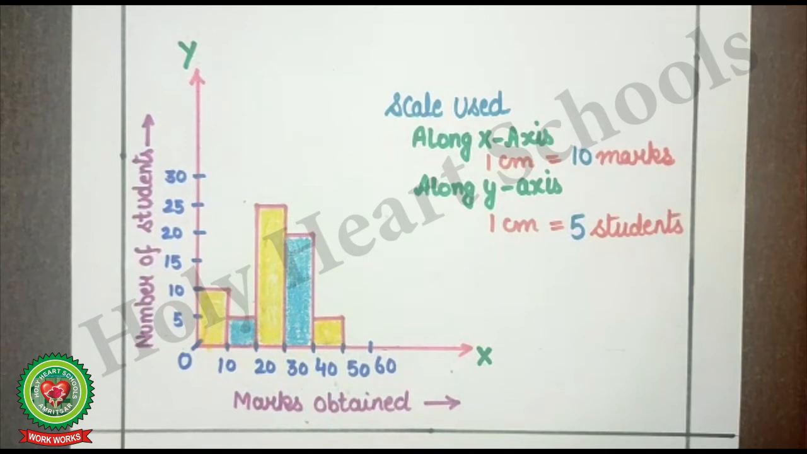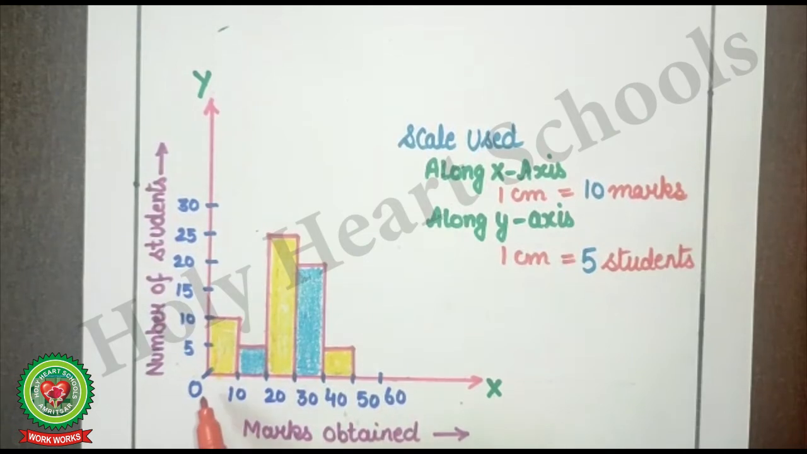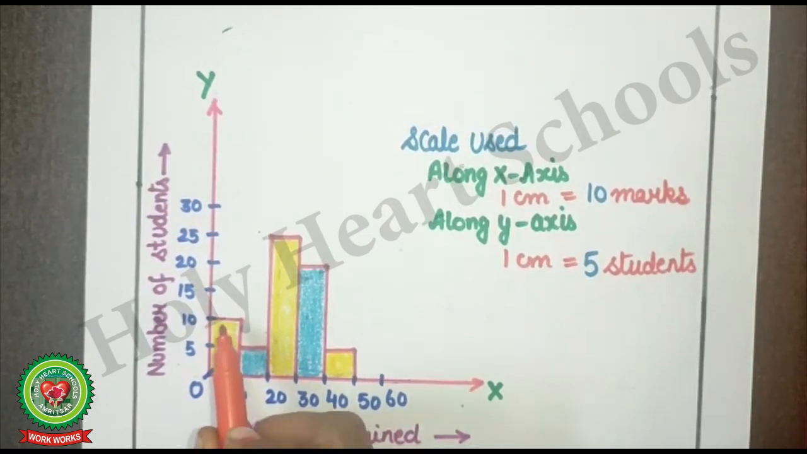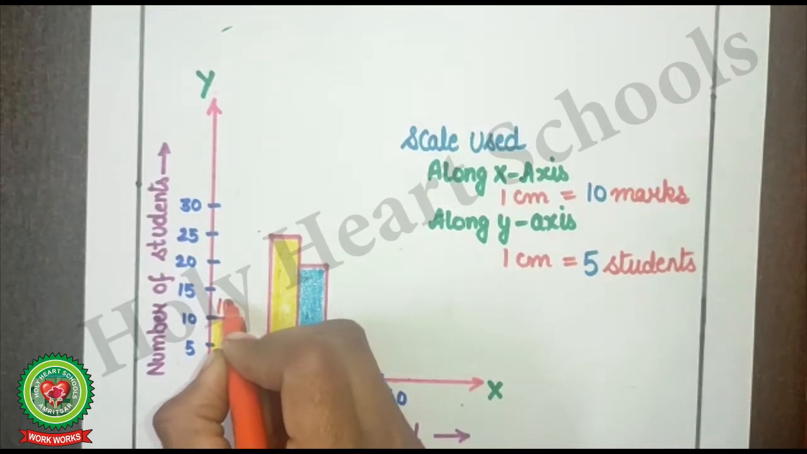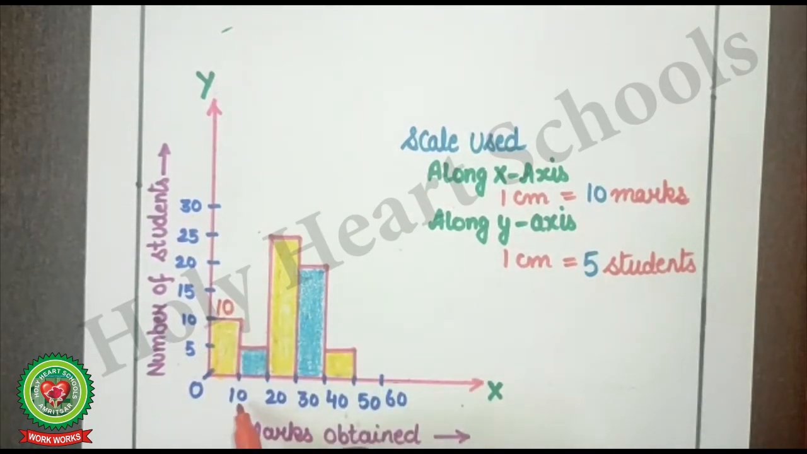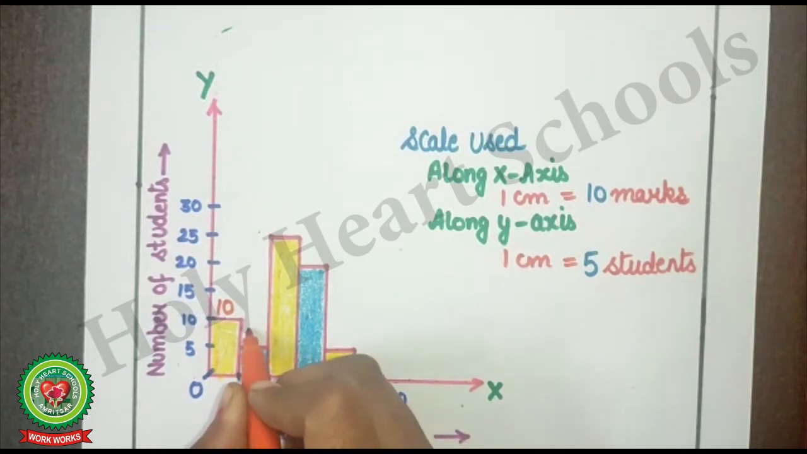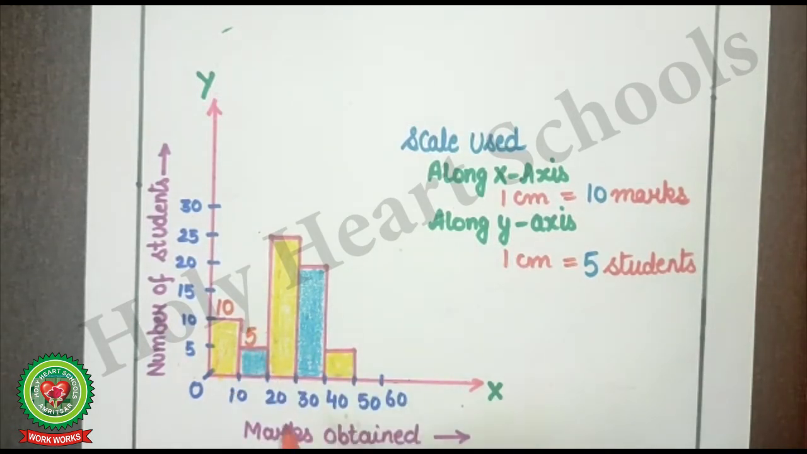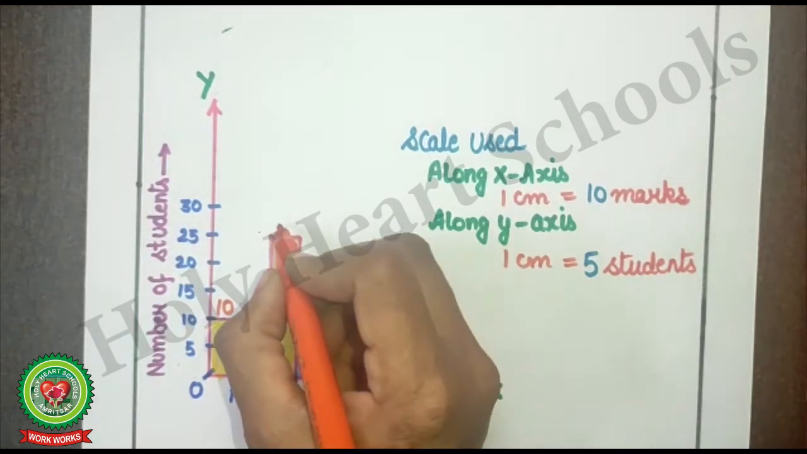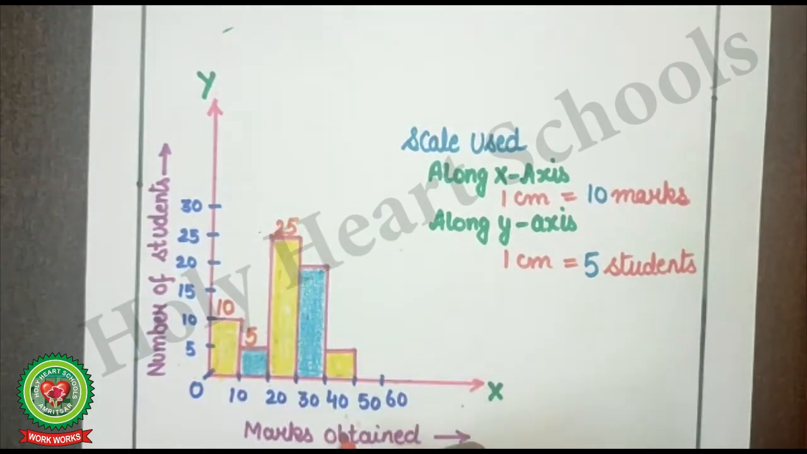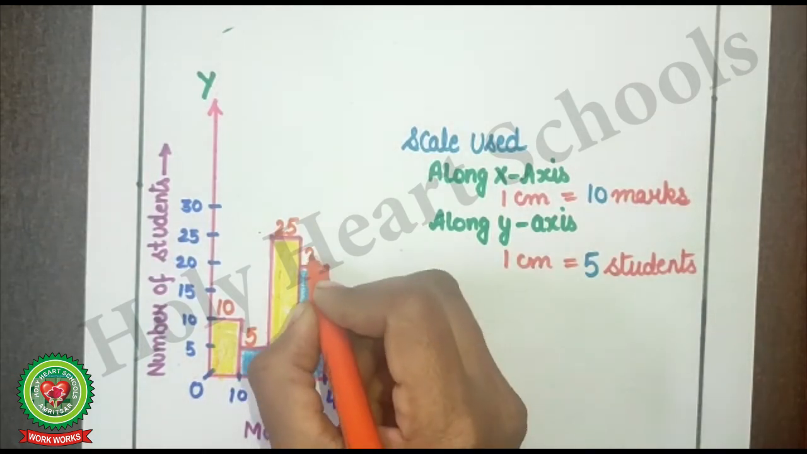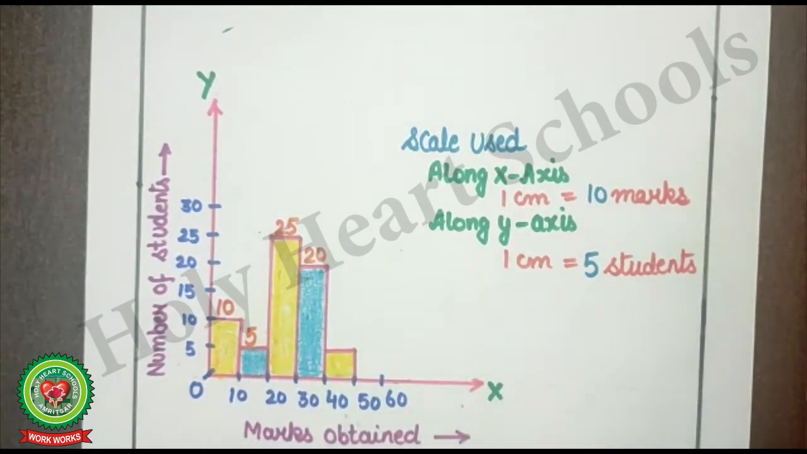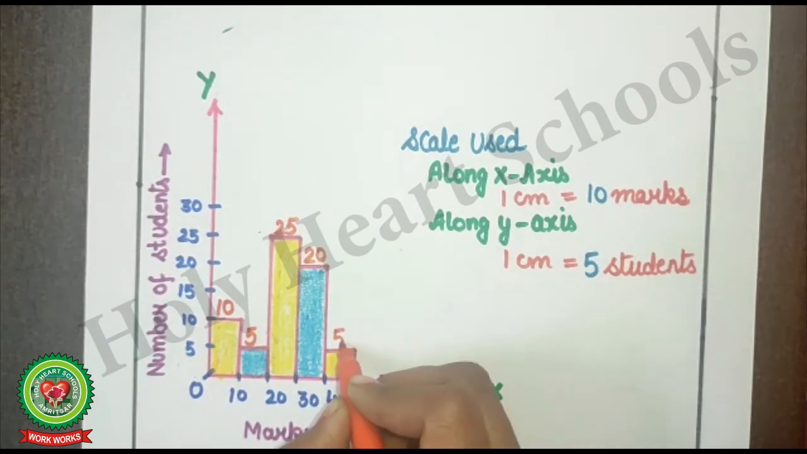So let's read the histogram first of all. Here you can see in the interval 0 till 10, what is the height of the bar? 10. So how many students are there? 10. Then 10 till 20, height is 5. Similarly, 20 till 30, height is 25. For the next interval, 20. And the last interval is 40 till 50, where height is 5.